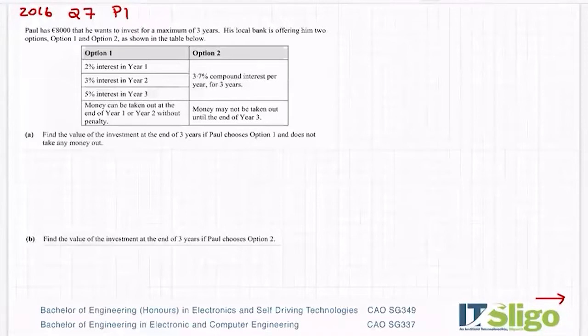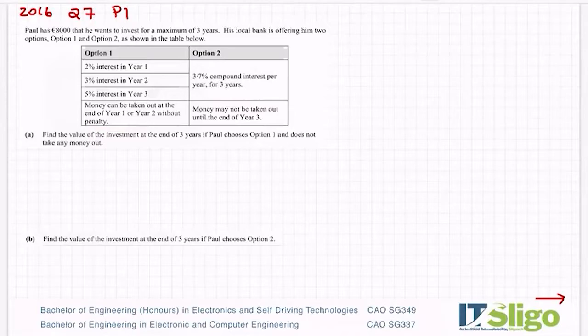So option 1: 2% interest in year 1, 3% in year 2, 5% in year 3. Money can be taken out at the end of year 1 or year 2 without penalty. Okay, option 2: 3.7% compound interest per year for 3 years. So that means you get 3.7% every year. Money may not be taken out until the end of year 3.